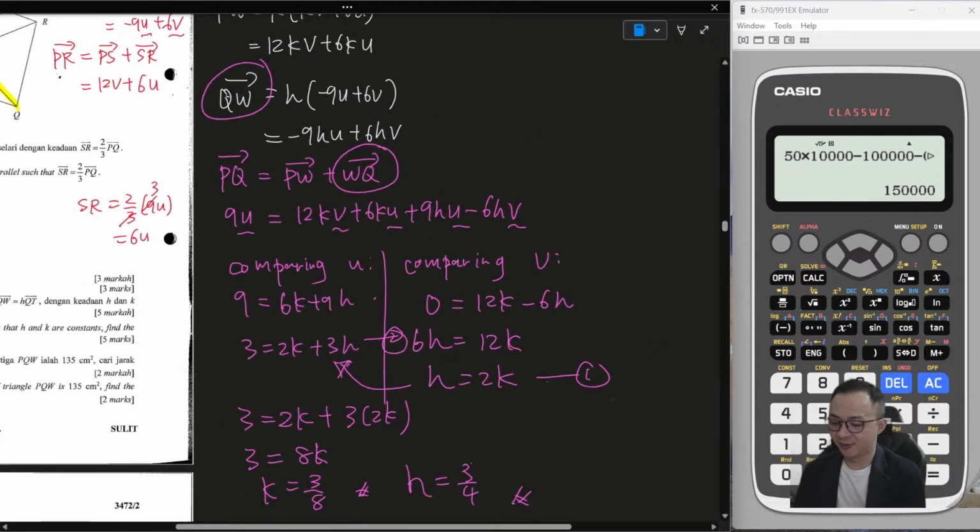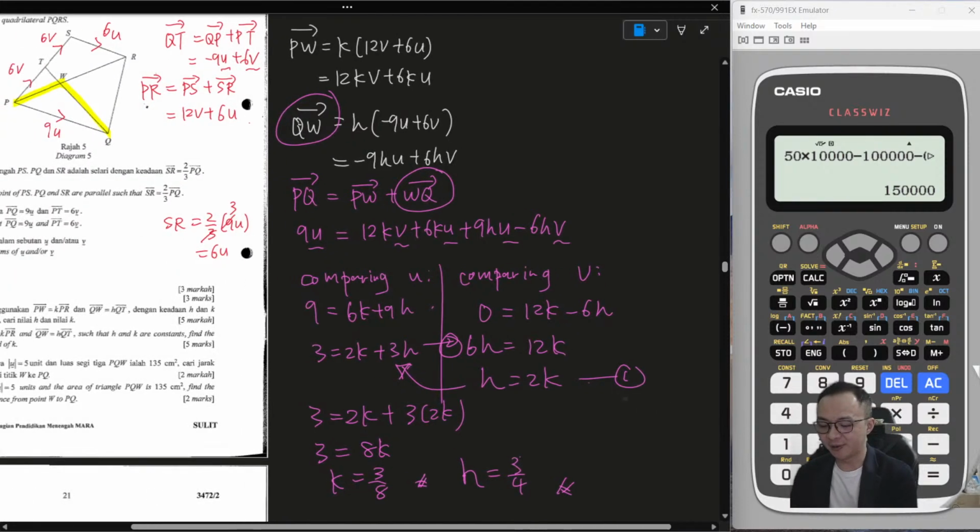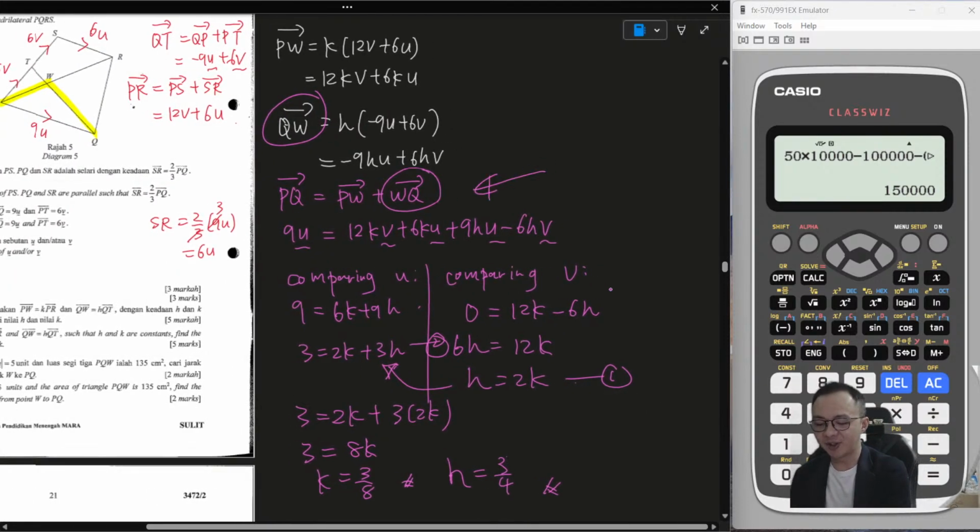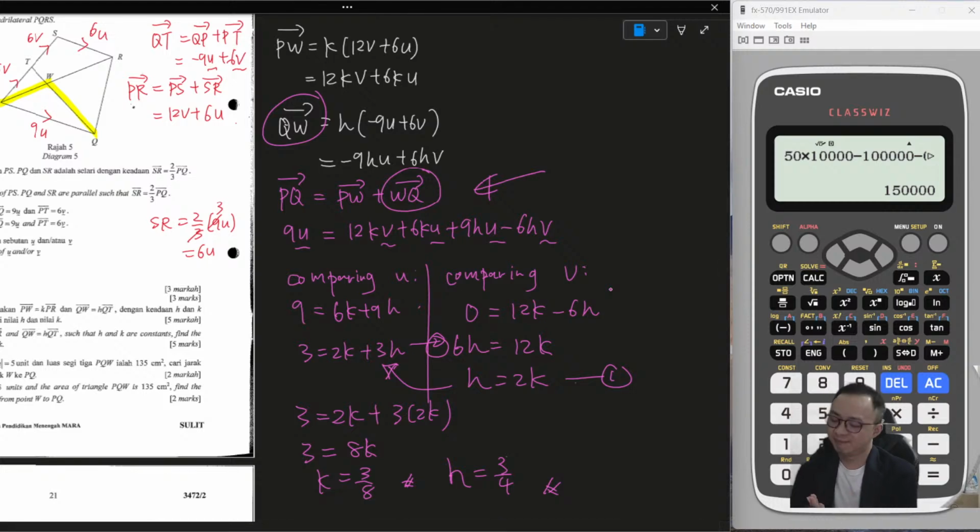Okay, it's not too bad, but the tricky part maybe is forming the equation. Once you can form the equation, this kind of question I would say is quite easy.